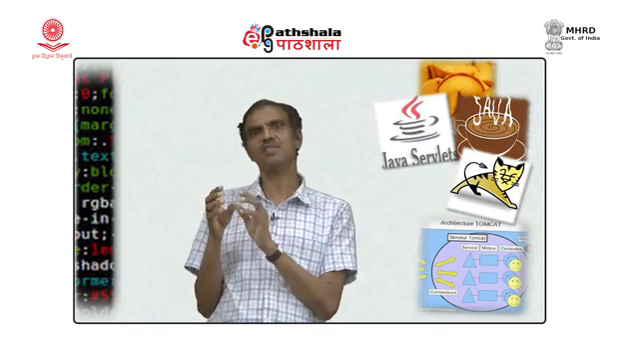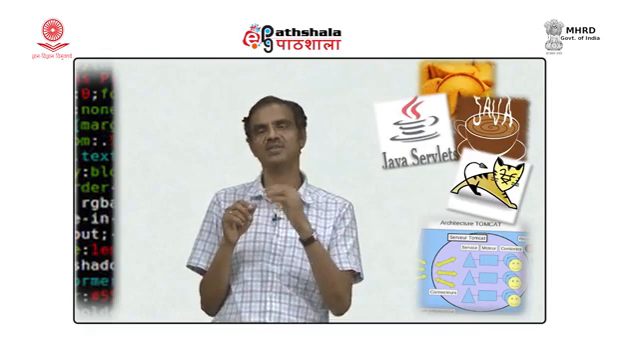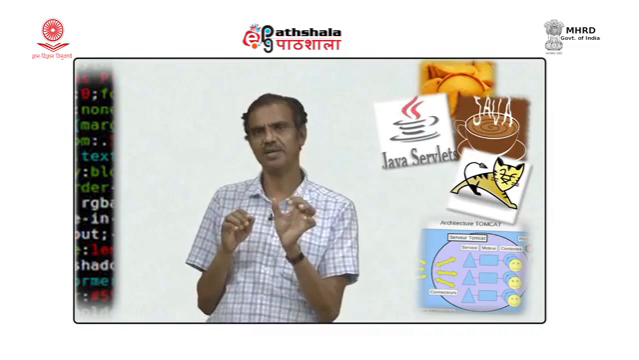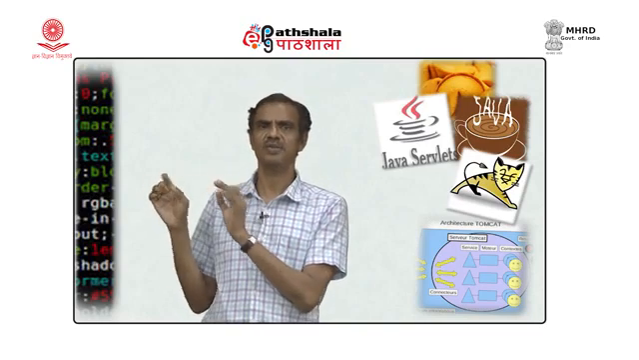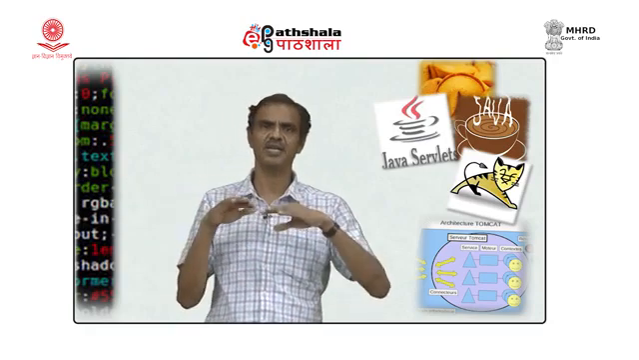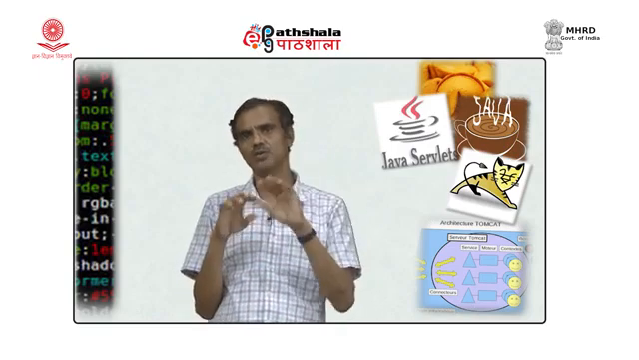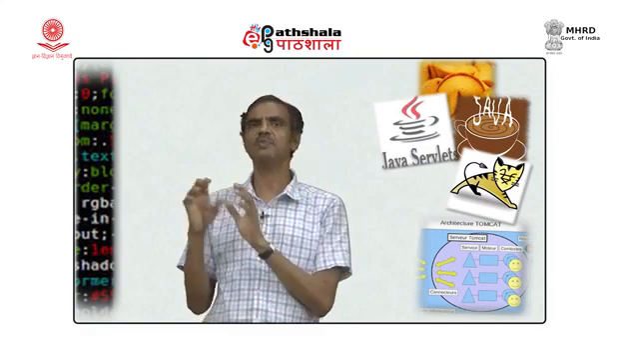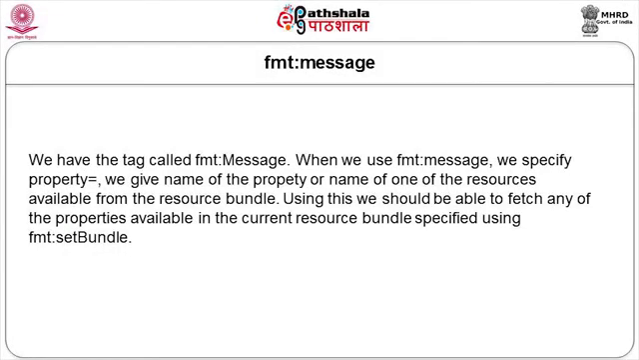Sorry, I think it is basename equal to, not value equal to. Here we will say basename equal to. So fmt:setBundle basename equal to the name of a resource bundle, the base name for the resource bundle. That can be specified. That way you specify which resource bundle should be used, because we already have a setting for locale. So whatever is your current setting for the locale, it will be fetching the resource bundle.